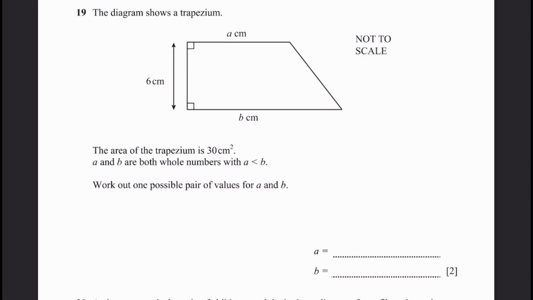Question 19. The diagram shows a trapezium. The area is 30 centimeters squared. A and B are both whole numbers with A less than B. Work out one pair of possible values for A and B.